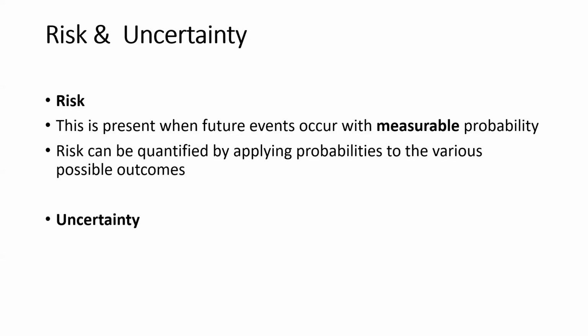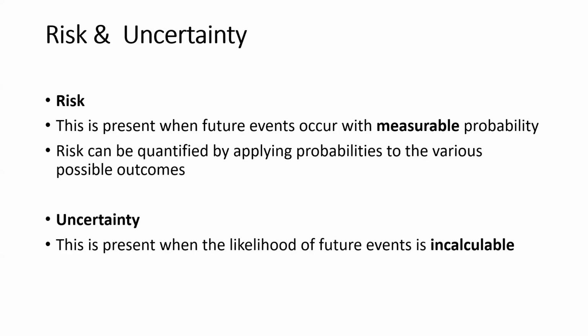So next one is uncertainty. This is present when likelihood of future event is incalculable.